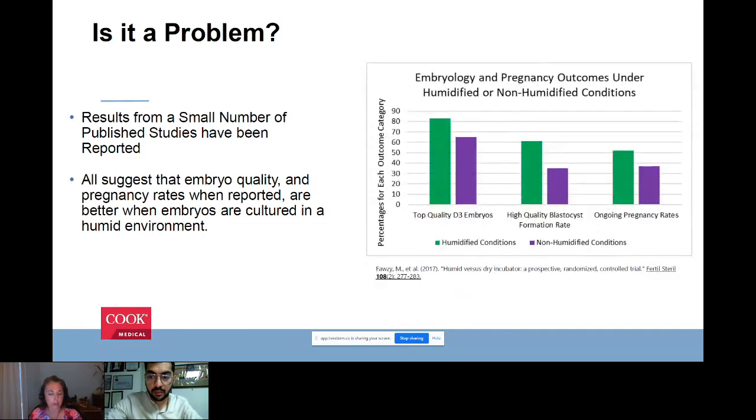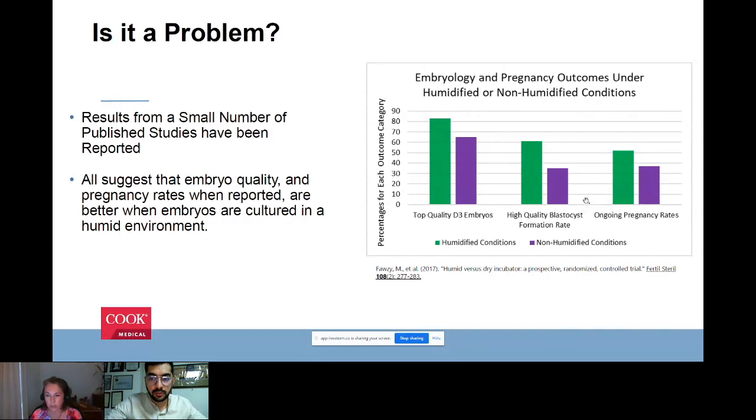And the last paper we looked at is from 2017 by Mohamed Fawzi, and he looked at humid versus dry incubator. This is a paper looking at prospective randomized controlled trials, and he was culturing up to day 5, day 6. Again, looking at the embryology and pregnancy outcomes under humidified or non-humidified conditions, we saw that for day 3, the high quality embryo rate was significantly lower in dry culture than in humid culture. So we have 83% top quality day 3 embryos. Looking at the blastocysts, the high quality blastocyst rate was significantly lower in dry culture compared to humid, at 61%.